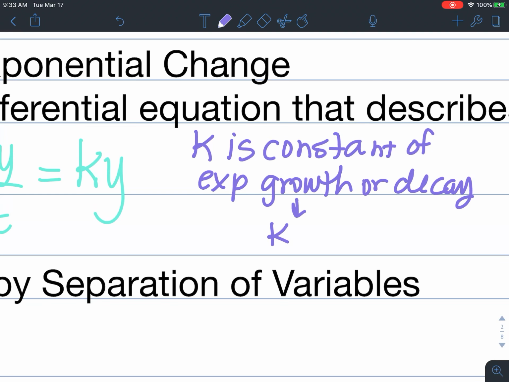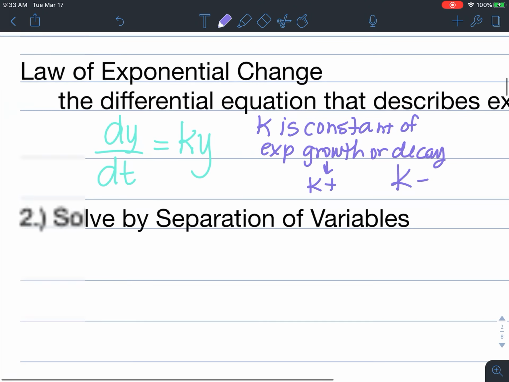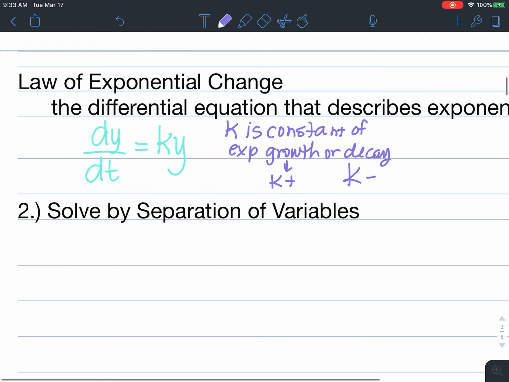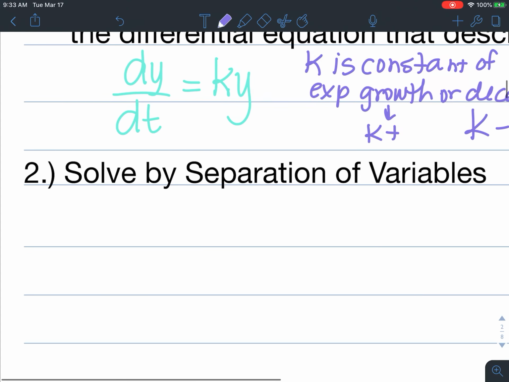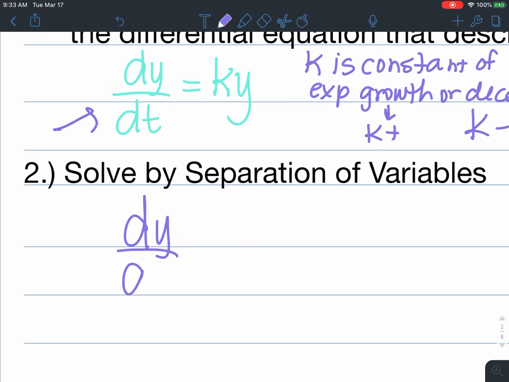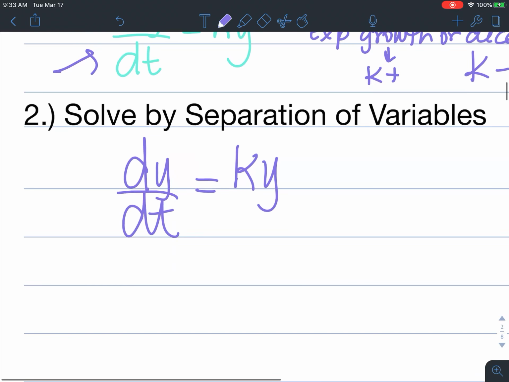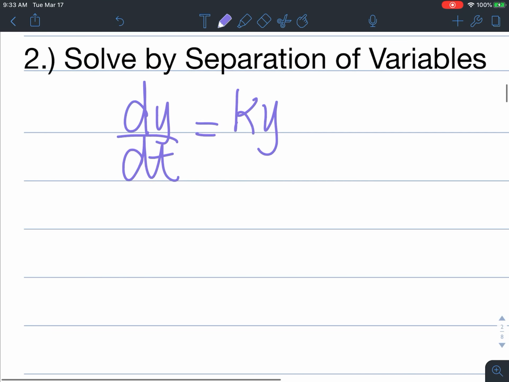If k is positive, it's growth. If k is negative, it's decay. Okay, solve by separation of variables. We're going to take this differential equation. This is the standard differential equation of exponential growth or decay, and we're going to solve this.